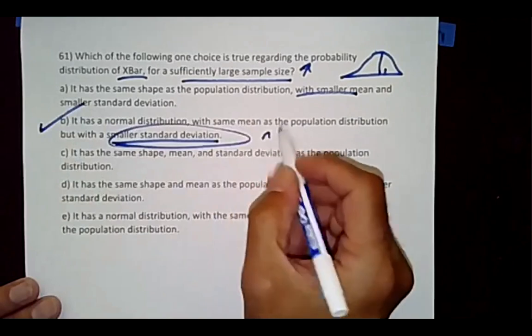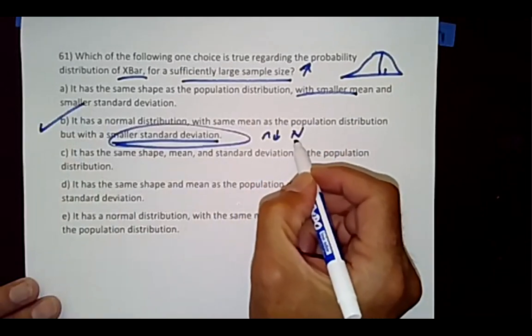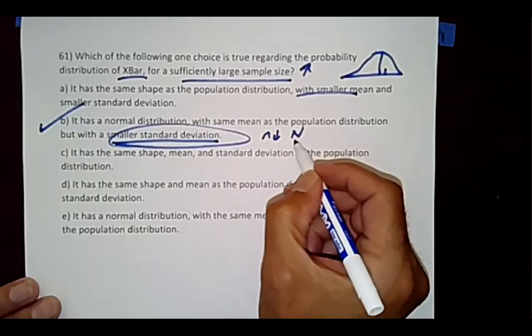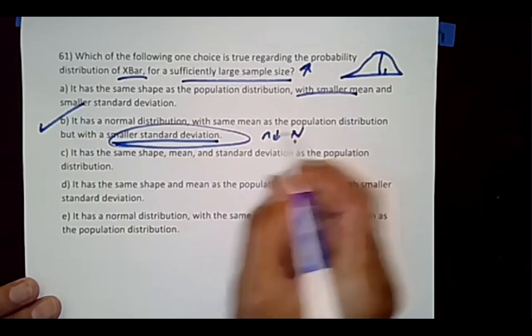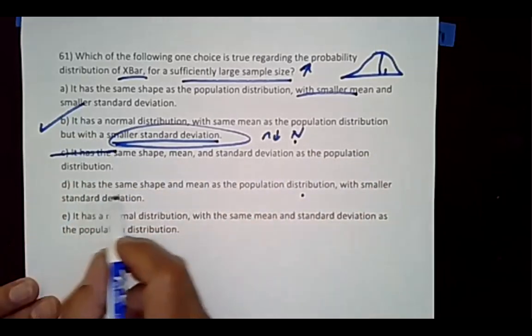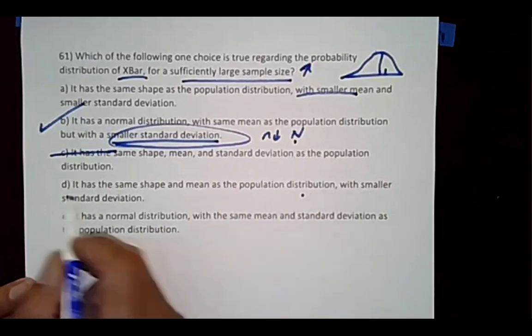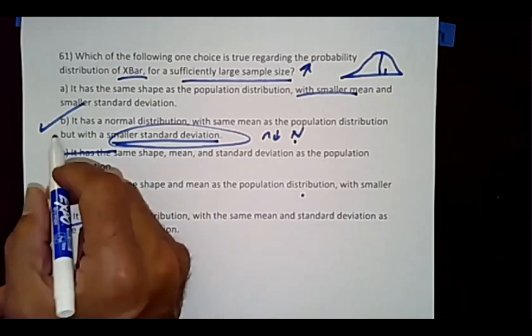Because your n is going to be smaller than the real n. This is the population number. This is the population. This is the sample. The sample is always a smaller proportion of the population. The same shape, mean, and standard deviation as the population? That's not true. It's the same shape and mean as the population with a smaller standard deviation. That's not true. These are normally distributed with the same mean. That's not true. So the answer is going to be B.